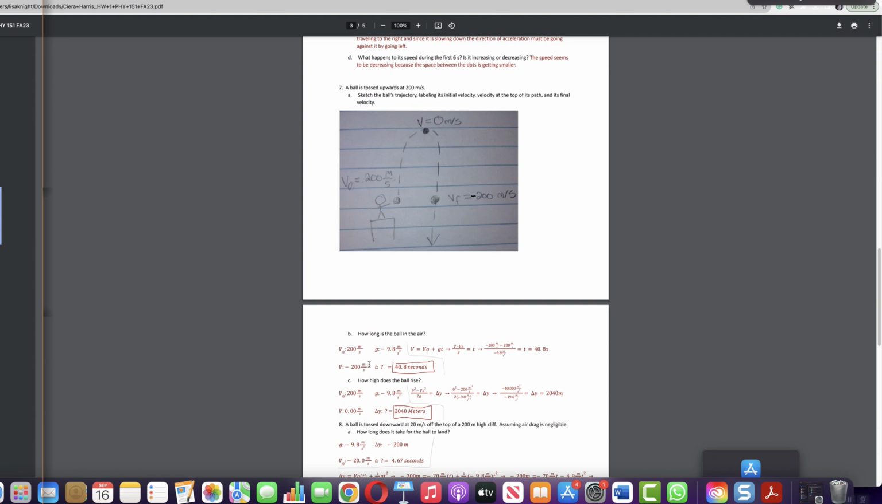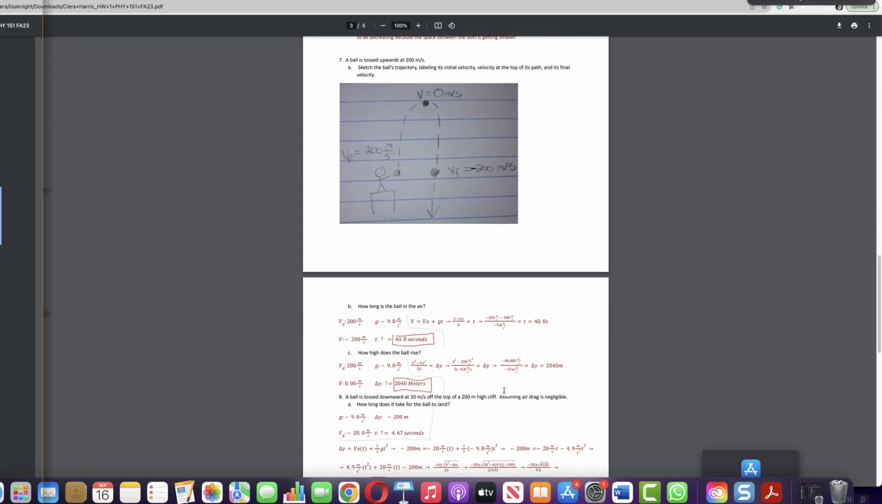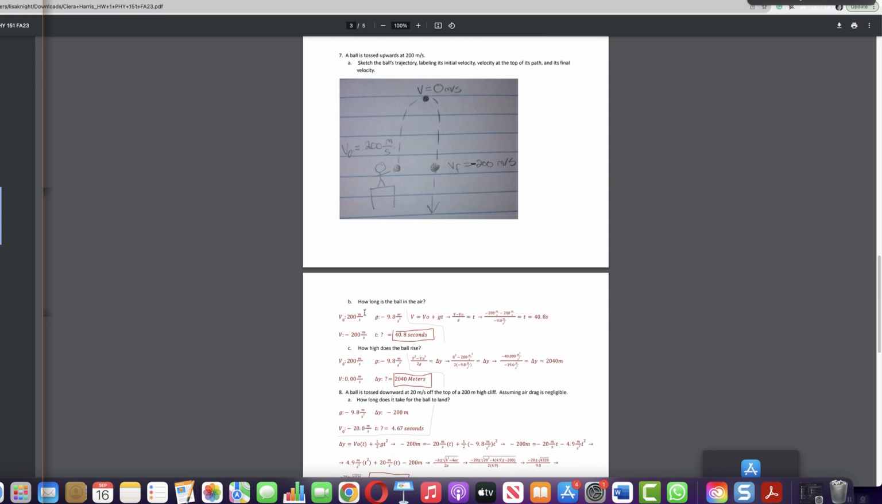Some of you just evaluated it to 0. You only found the time to get to the top. And then to find how high it rises, you only need to look at where it goes to the top, so you would evaluate it from VI at 200 and VF at 0. And I did these problems for you, so there really wasn't a mistake. There wasn't really a good reason for you to get them wrong, except that I did a problem with a different initial speed. But the math is still the same.